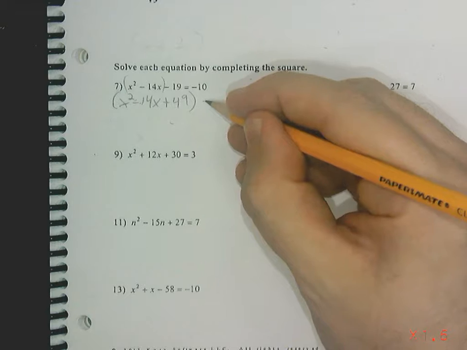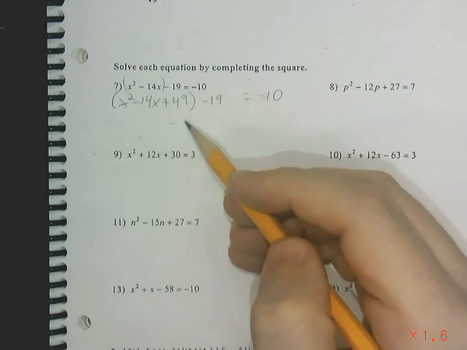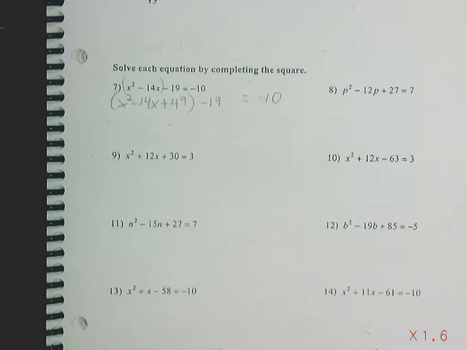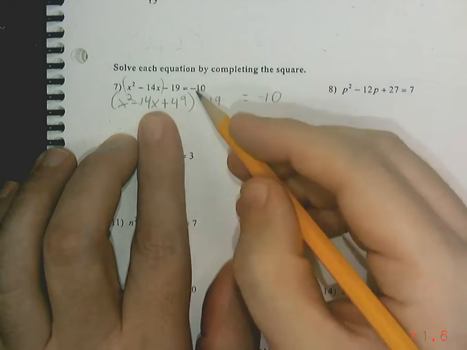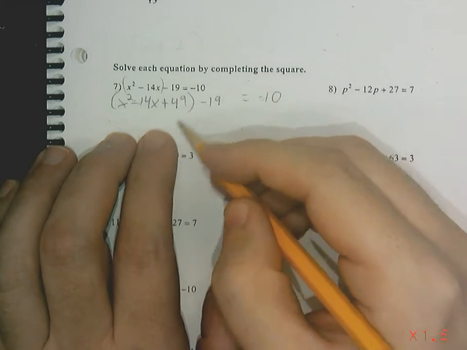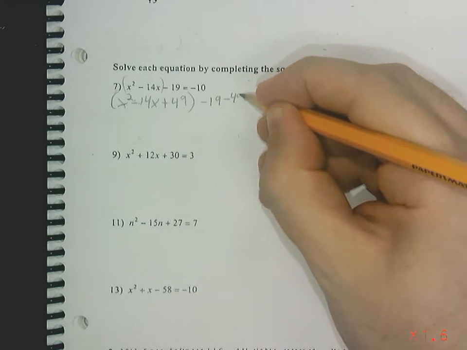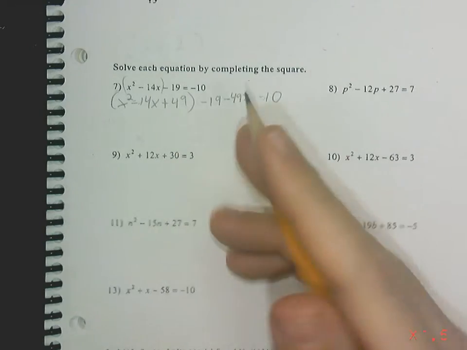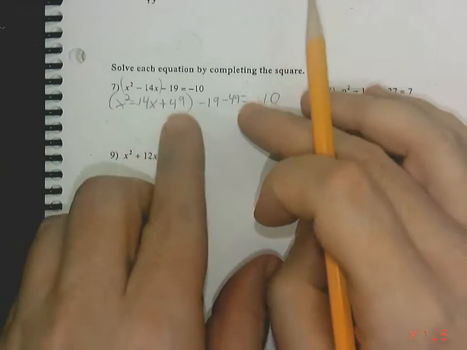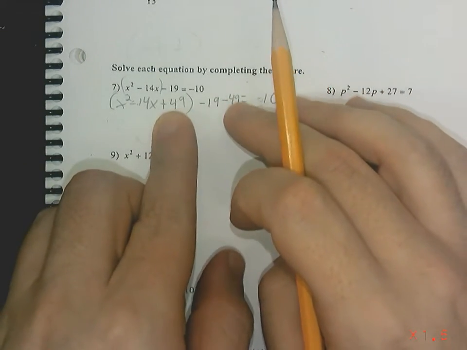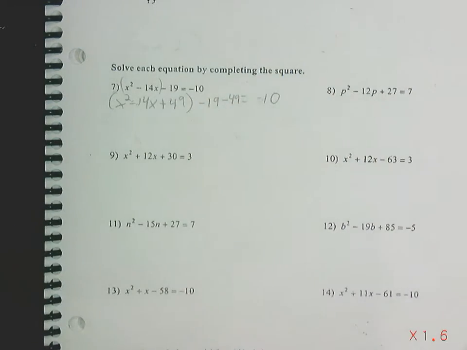Now, we still have this minus 19 here, and we still have negative 10. That 49 can't come out of nowhere. I have to cancel out that 49 that I just did. So to cancel out that 49 that I just threw in here, I then subtract it right here, because 49 minus 49 is 0. So it's just manipulating the equation a little bit, but I'm not changing the equation at all. These still would cancel out when I combine them.